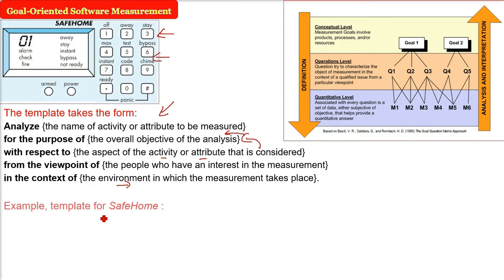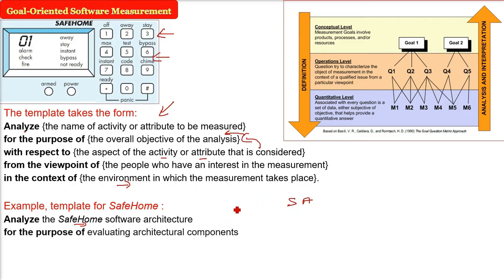The template will be fulfilled. For example, the template for safe home will be like this. We need to analyze what? The safe home software architecture. For that we need certain metrics. So the software architecture is the overall structure of the software. Like how are the components, how they are interfaced.